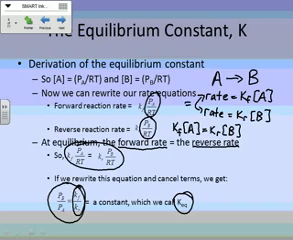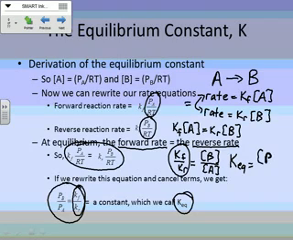So then if you rearrange this one, you end up with Kf over Kr is equal to the concentration of B over the concentration of A. Okay, and then again, this is just your equilibrium constant. So Keq equals concentration of B over concentration of A.